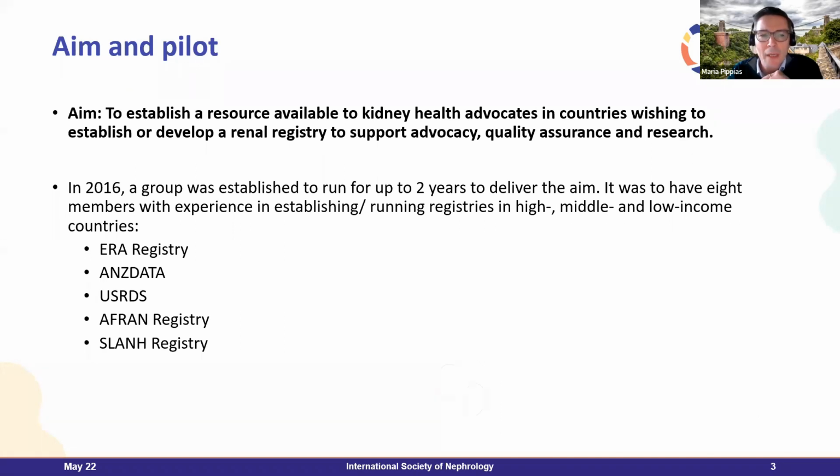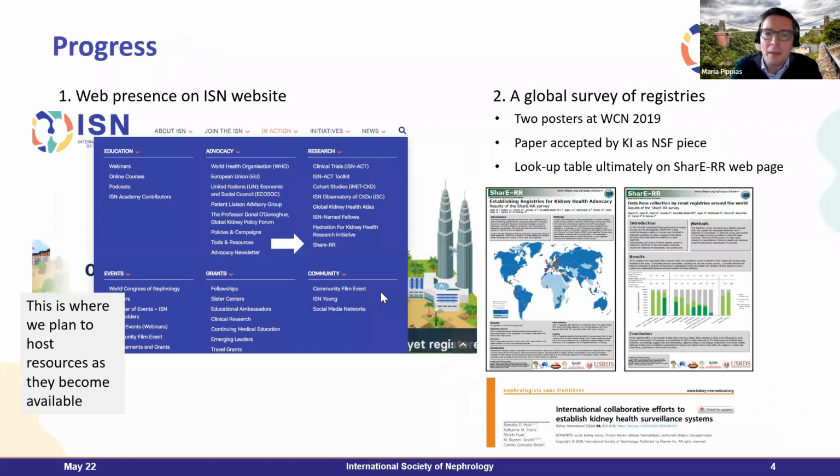And initially we set this up with 5 large registries that are established and have a lot of credibility. So the European Registry, the Australia New Zealand Registry, the US Registry, the AFRAN Registry, which Professor Davids runs, and a number of you are actively involved in, based on the South African platform, and the South and Latin American Registry, which is phenomenally effective in setting up registries and advocacy.